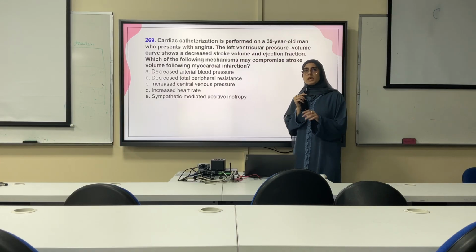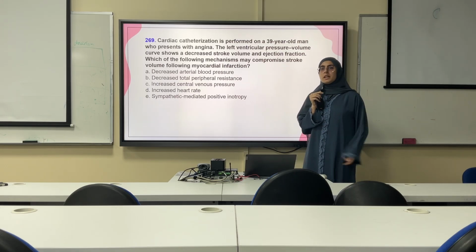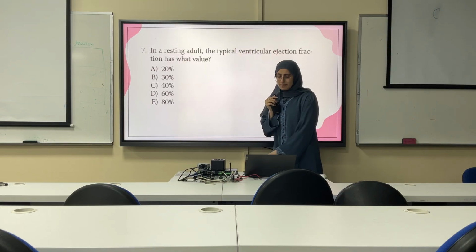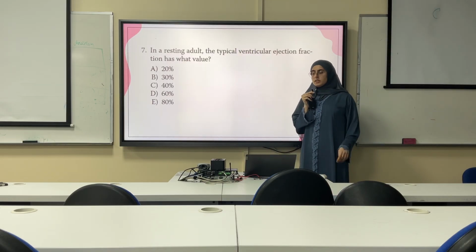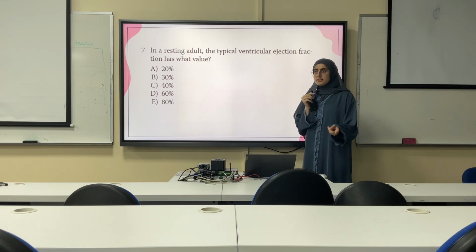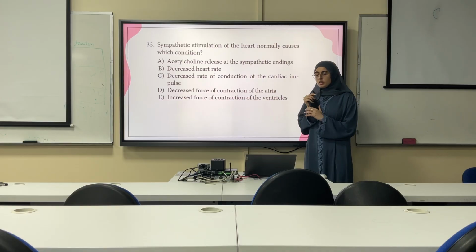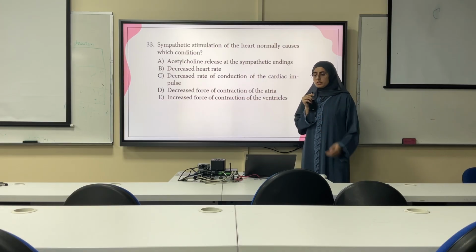We're talking about the cardiac output. You have decreased stroke volume, so you want to increase the cardiac output. Yes, so you would want to increase the heart rate to maintain it. And then in resting adults, what's the typical ventricular ejection fraction? 60%, yes, it's D.